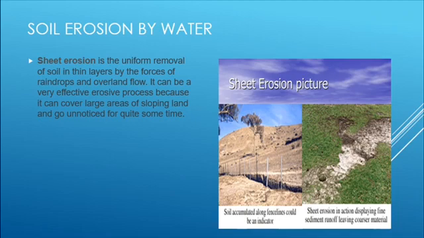Next water erosion type is sheet erosion. Sheet erosion is a uniform removal of soil in a thin layer by the forces of raindrops and overland flow. It can be a very effective erosive process because it can cover large areas of sloping land and go unnoticed for quite some time. This type of erosion generally occurs in plain areas after the harvesting of the crop. The soil is bare and due to rainfall, the soil washes away. This type of erosion is known as sheet erosion.